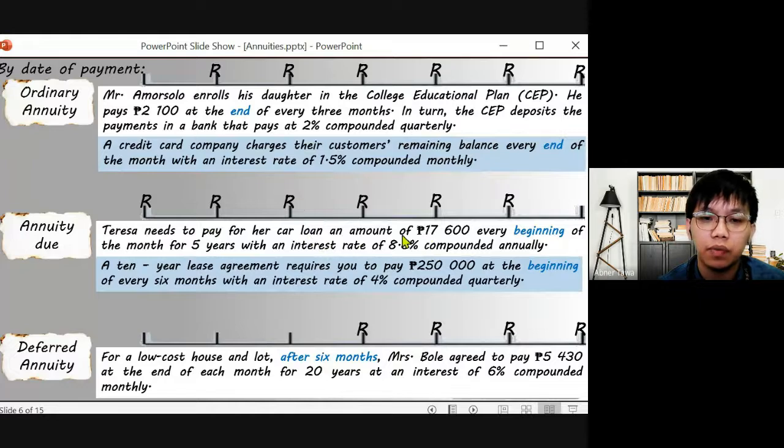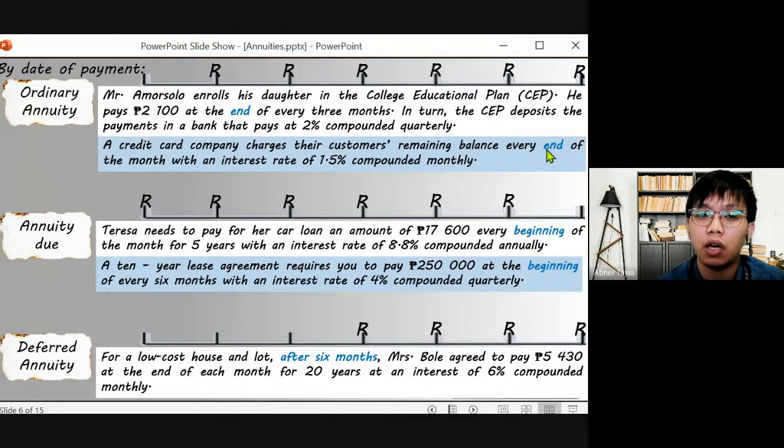Okay, thank you. So if you're going to observe from this problem, the payment interval is every month as well. So Ms. Teresa will pay an amount of 17,600 every beginning of the month. Ibig sabihin, that is annuity due. So pag beginning yan, it is annuity due. Sometimes it's not specified as beginning, or sometimes it is specified as first day. Basta the context of the word is same with beginning, then it falls under annuity due.